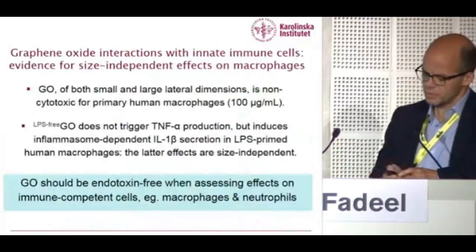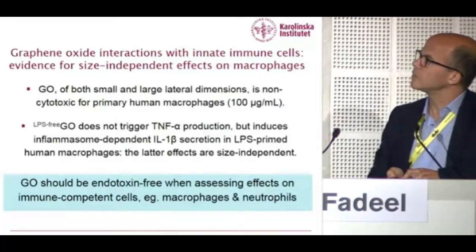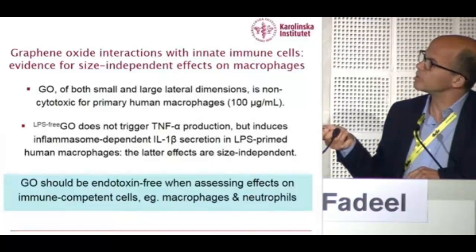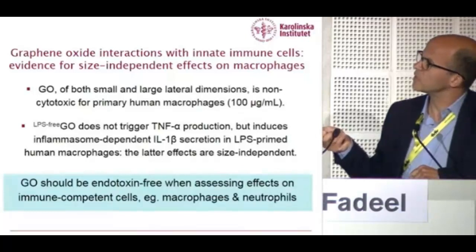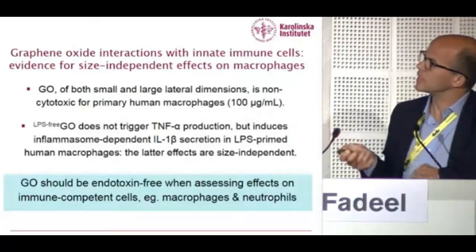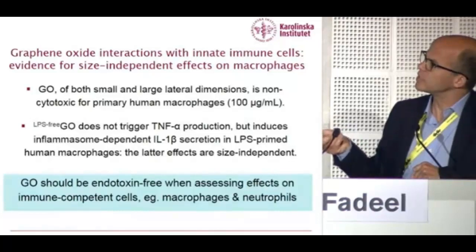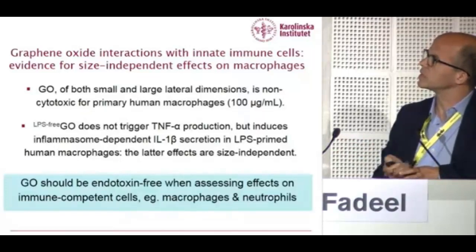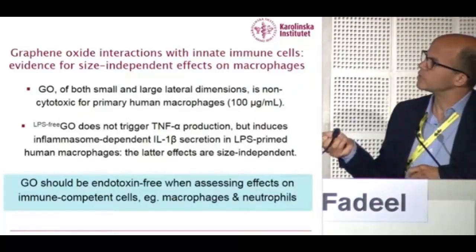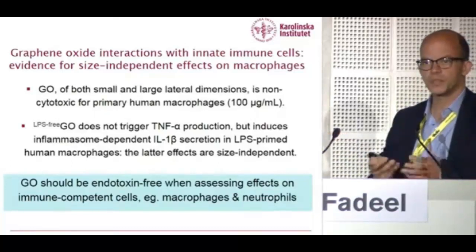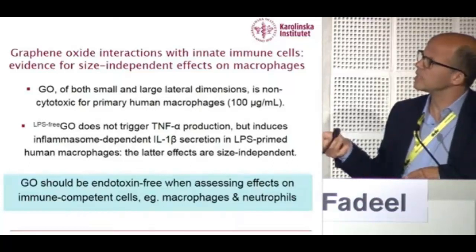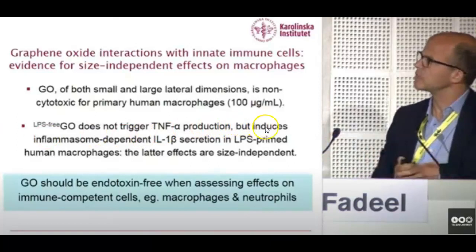So to summarize this first part of my presentation, we do not see any cytotoxicity for graphene oxide in primary human monocyte-derived macrophages, neither for small or large graphene oxides. These are nanoscale, these are micron scale in lateral size. Again, using LPS-free graphene oxide, we don't see TNF-alpha production, which is contrary to the published literature. But we do see in LPS-primed macrophages that there is IL-1 beta secretion through the canonical NALP3 inflammasome pathway. However, these effects are size independent, again, in contrast to several other studies in the literature.